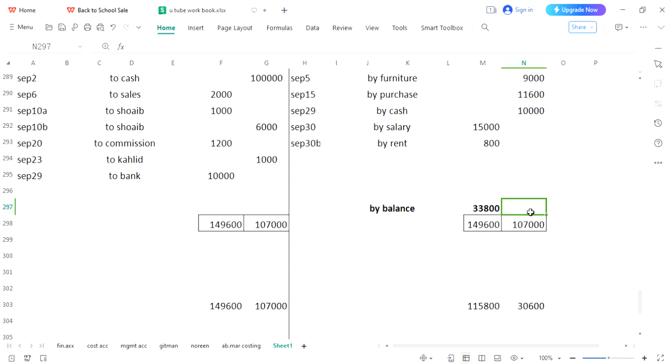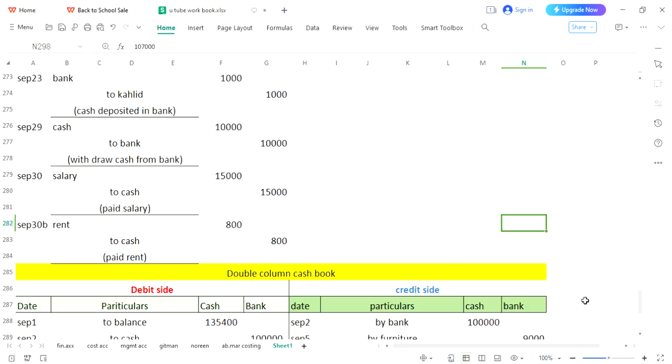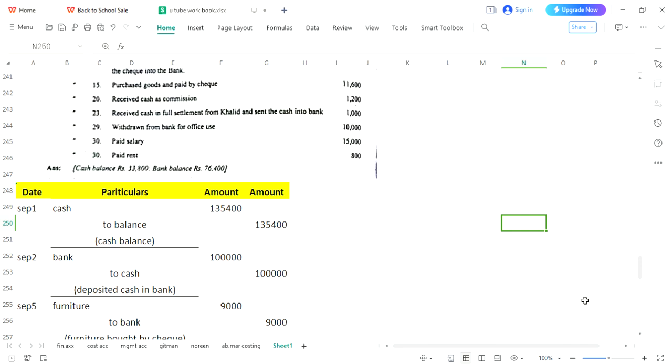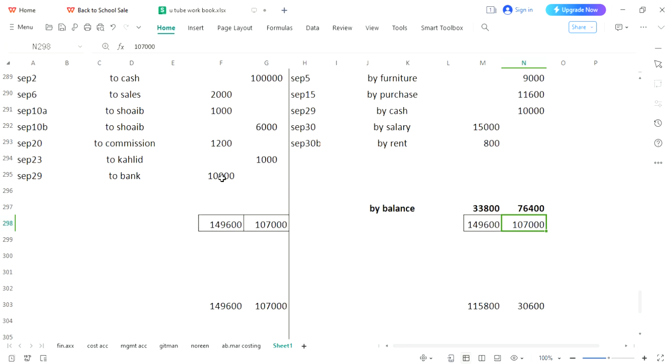Okay, now it's time to calculate the balance. How will you calculate the balance? By subtracting the smaller sum from the larger sum. The larger sum is 107 and you will subtract the smaller sum which is 30. So we have got 7. Our second answer, look at here, the bank balance is 76400. So here we have 76400. The second balance has also arrived.